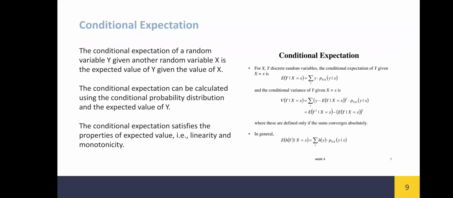Conditional expectation. The conditional expectation of a random variable y given another random variable x is the expected value of y given the value of x. The conditional expectation can be calculated using the conditional probability distribution and the expected value of y. The conditional expectation satisfies the properties of expected value, that is linearity and monotonicity.